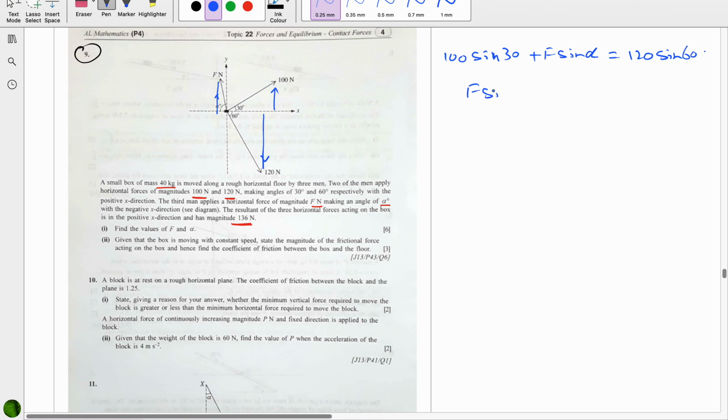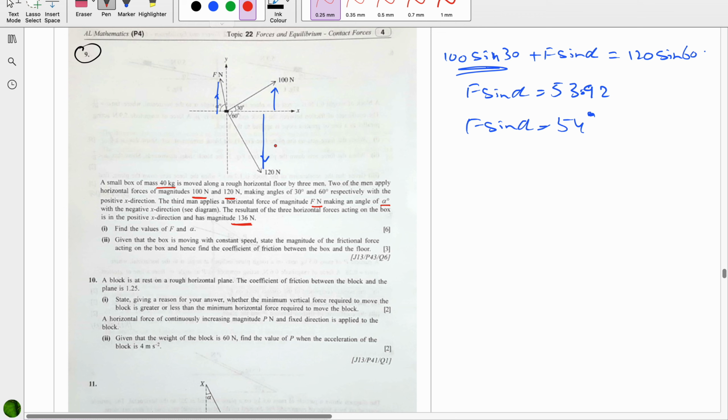So that is 120 sine of 60. So F sine alpha, and taking this number on the other side, subtracting it, 120 sine 60 minus 100 sine of 30 leaves an answer of 53.92. Just for the ease of writing, I'm taking 54.